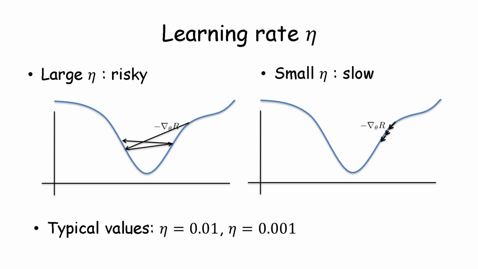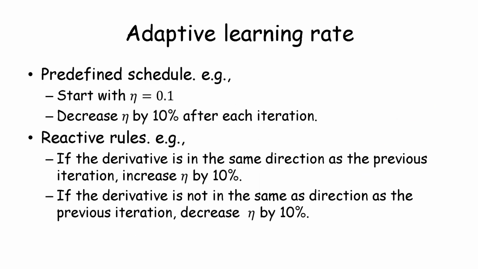In other words, it would take a long waiting time before we come up with an answer. The learning rate should therefore be carefully chosen. Some typical values are 0.01 or 0.001. There are some more clever ways of setting the learning rate.